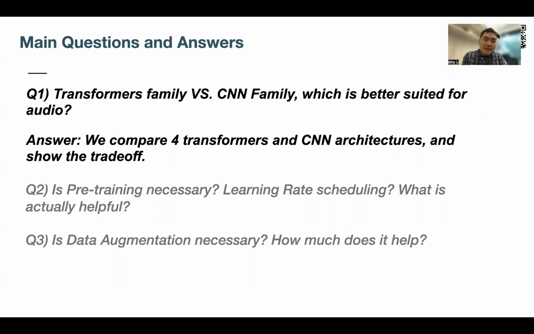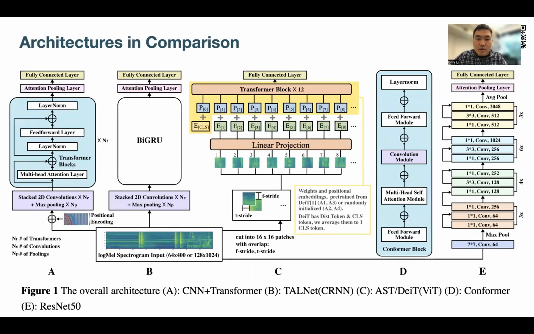So let's start with a few specific questions we want to ask ourselves, with the paradigm shift from recurrent modules to the more recently popular transformer models. Is the transformer family actually better or worse than the convolutional families? So let's dive in, put all the models in a fair comparison, and see how they do.